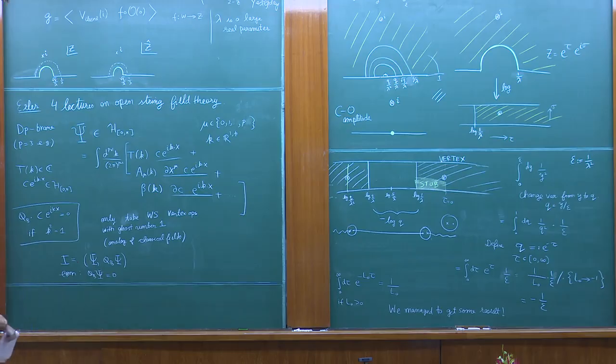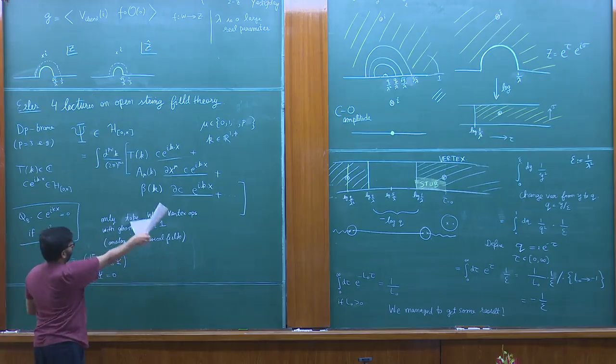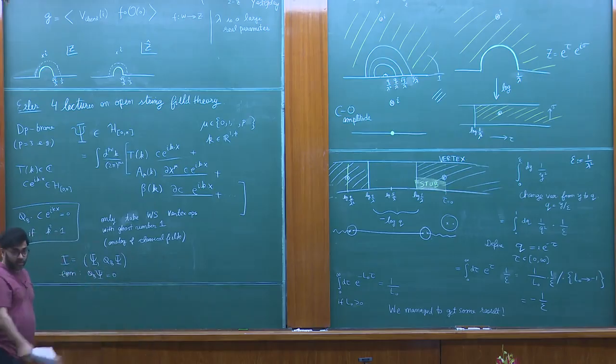C has ghost number plus 1 and B has minus 1. So that is why all of these have ghost number 1, because C has ghost number plus 1. Matter fields don't have a ghost number.